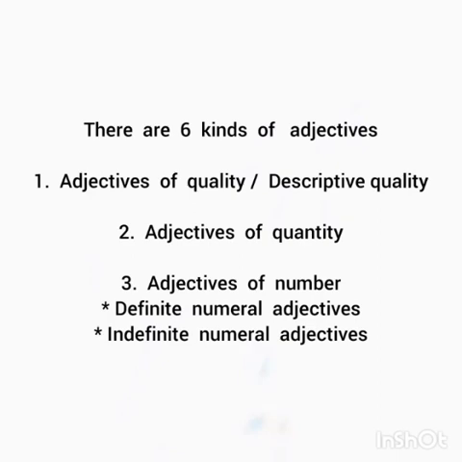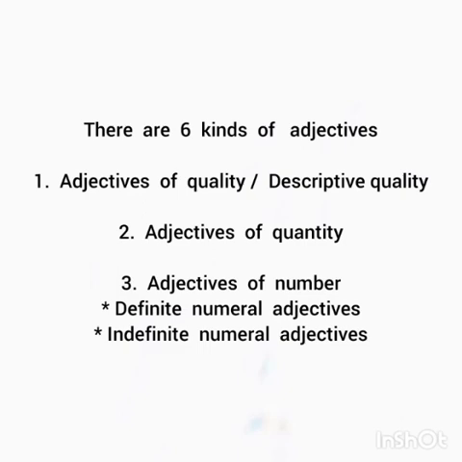There are 6 main kinds of adjectives. First one, adjectives of quality or descriptive adjectives. For example, Ramu is a good farmer. Second, adjectives of quantity. For example, the baby drank a little milk.